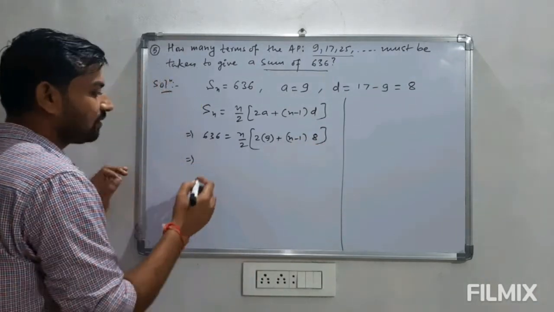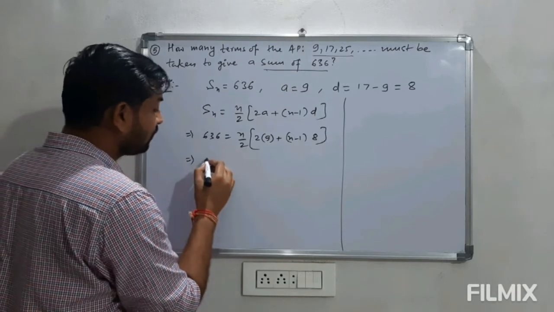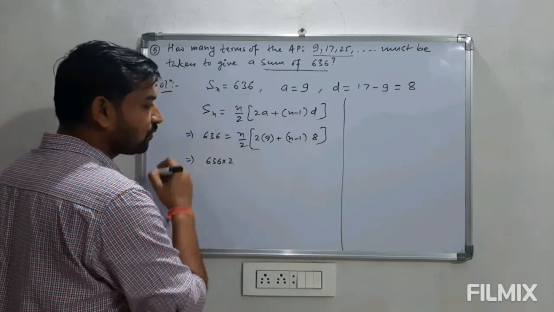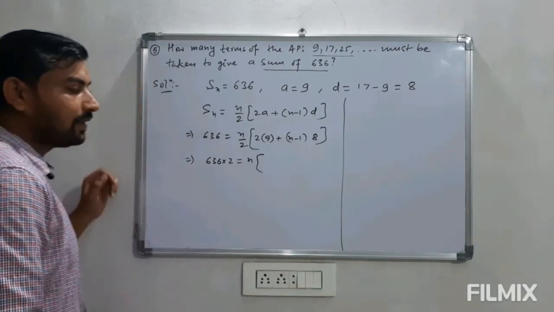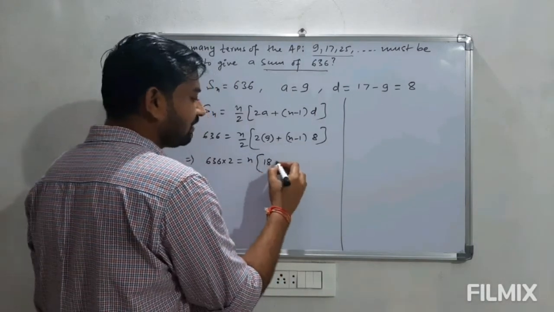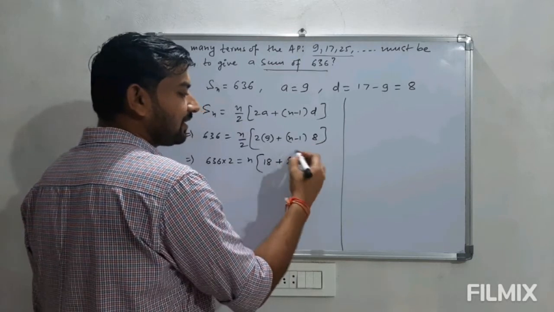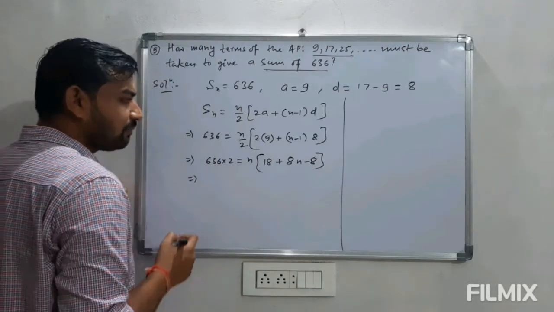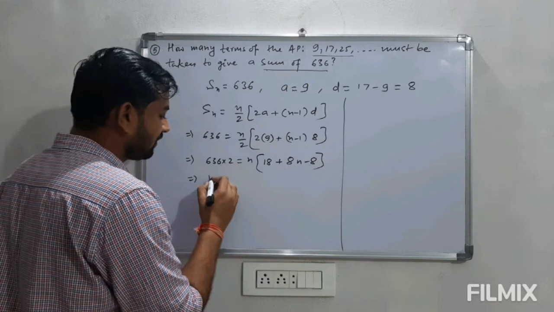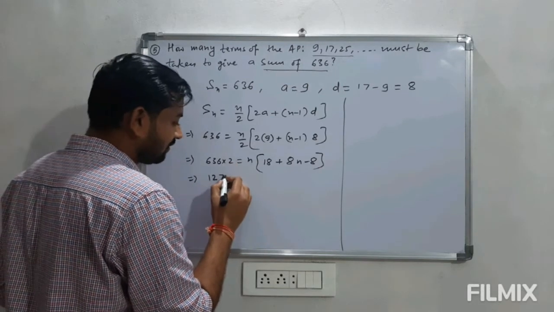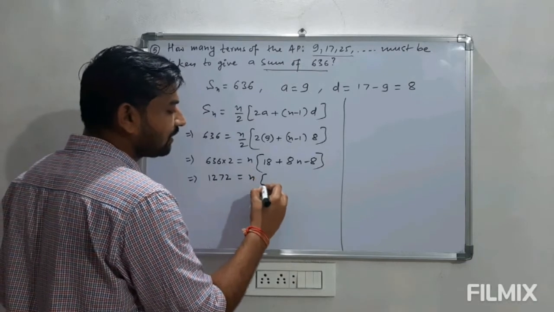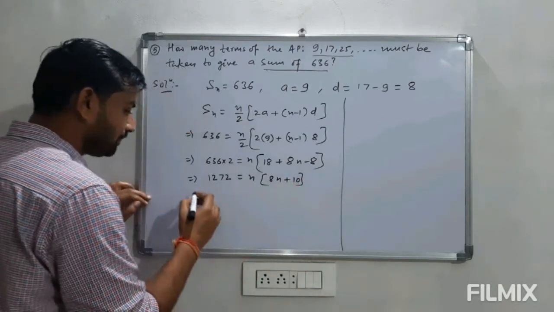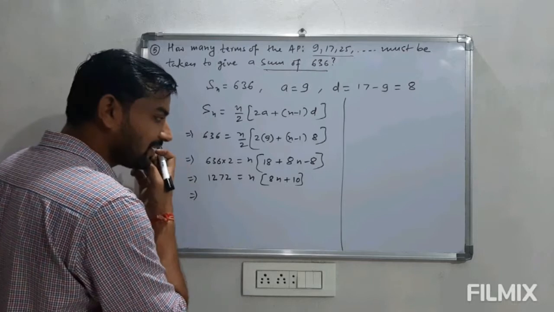Now we have to simplify this. If we bring this 2 to the LHS, 636 times 2 is multiplied, and n is multiplied here. Now simplify this bracket: 18 plus, if we multiply 8 inside, 8n minus 8. Now let us try to simplify this. If we multiply these two values, we will be getting 1272 is equal to n times, on simplification, 8n plus 10. Now if we multiply n in that, what will we get?